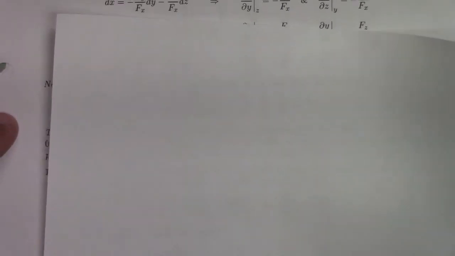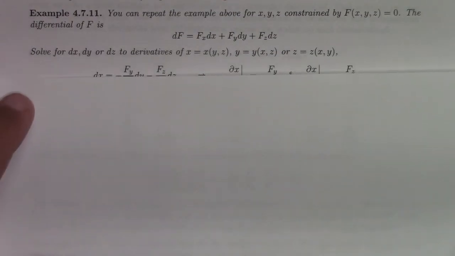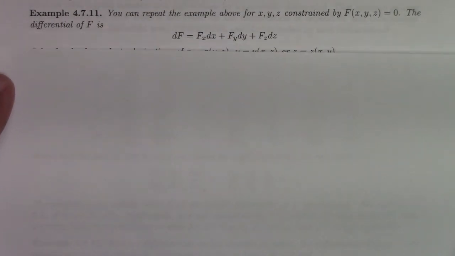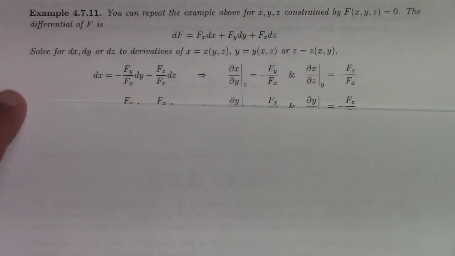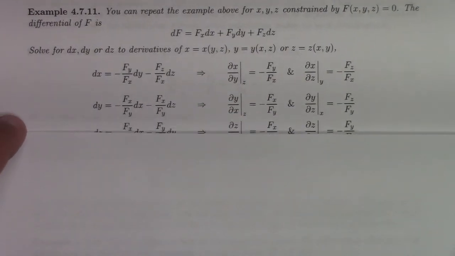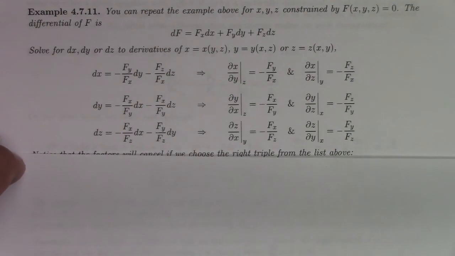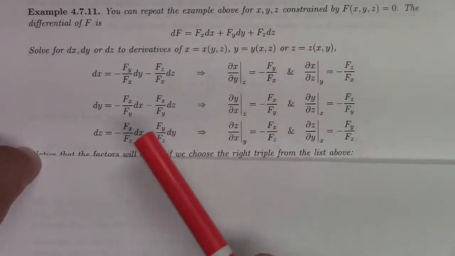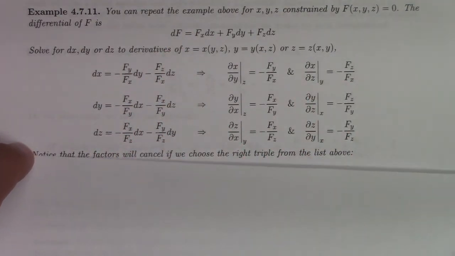Here are just some more general patterns to look for. If you have a level surface, f of x, y, z equal to 0, we can calculate the partial derivative of x with respect to y holding z fixed, or y with respect to x holding z fixed, or z with respect to x holding y fixed. All these different partial derivatives we can see from simply solving the differential of f equal to 0, either for dx, dy, or for dz, and reading off the corresponding coefficients. So that's kind of cute.